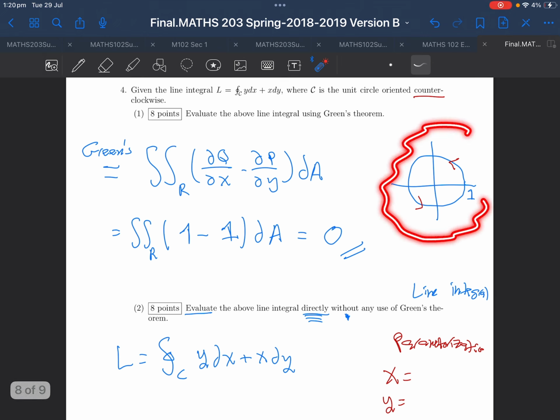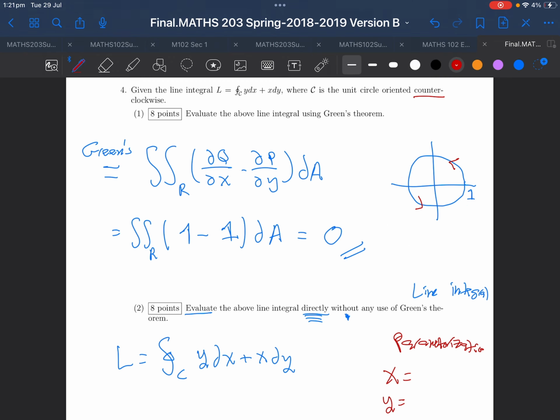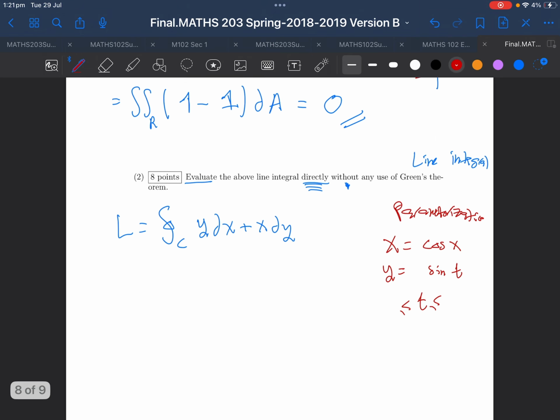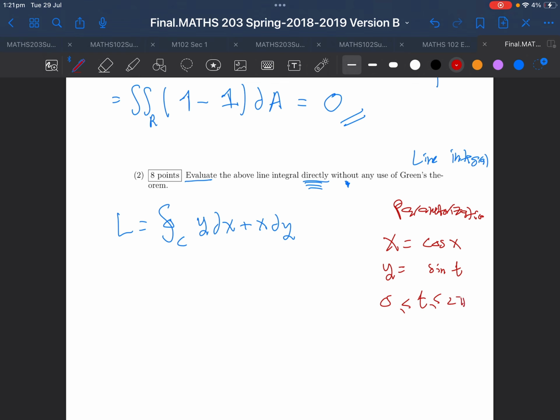How do we do parameterization? We look at the curve itself. It's a circle. And for the circle, we know how to do the parameterization. One of them will be cosine, one of them will be sine. Which one will be cosine? The one that we start with. So we start with x and we go in the direction of y. So this is cosine and this is sine. And t will go from 0 to 2 pi.